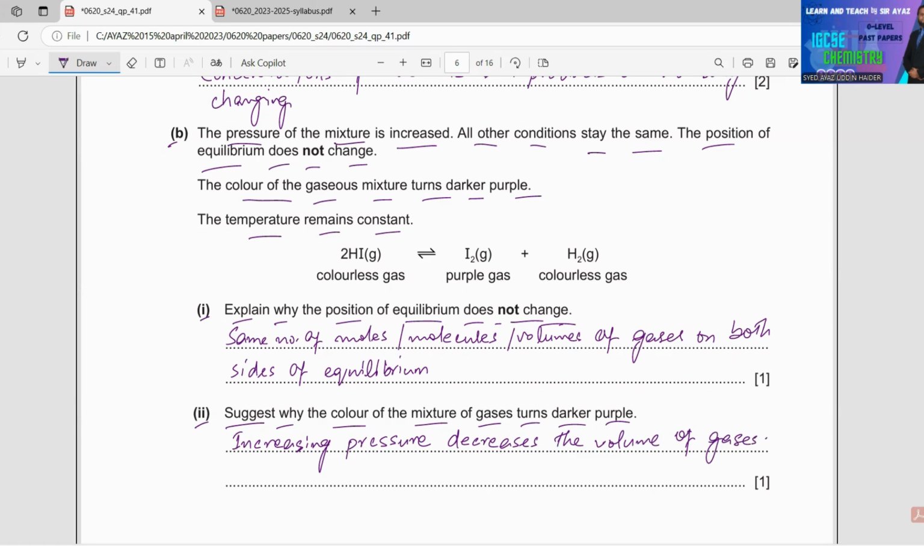As there are the same number of moles, volume, or molecules of gas on both sides of the equation, and we have only iodine as the purple colored gas here, there will be the same number of iodine particles or molecules in a smaller volume.